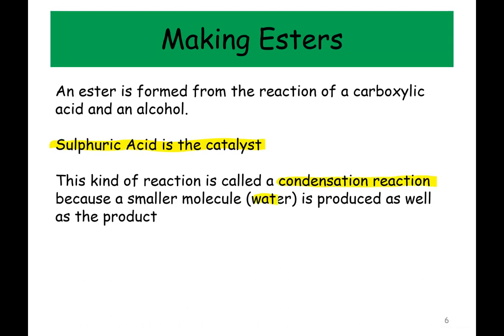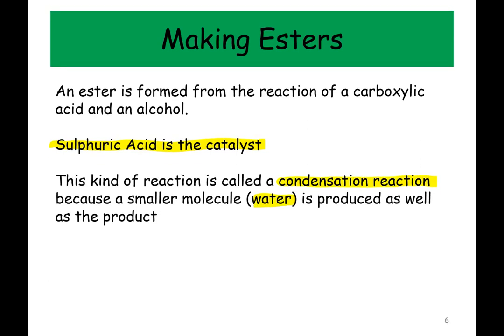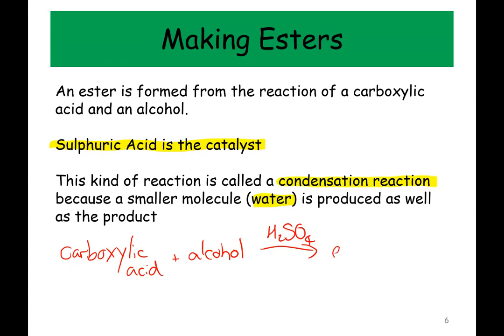And that's because you get water produced as well as the product of an ester. So when you mix a carboxylic acid and an alcohol and you add a sulfuric acid catalyst, you're going to get an ester and you're going to get water. So the general reaction would be carboxylic acid plus alcohol in the presence of a sulfuric acid catalyst will give you an ester and water.